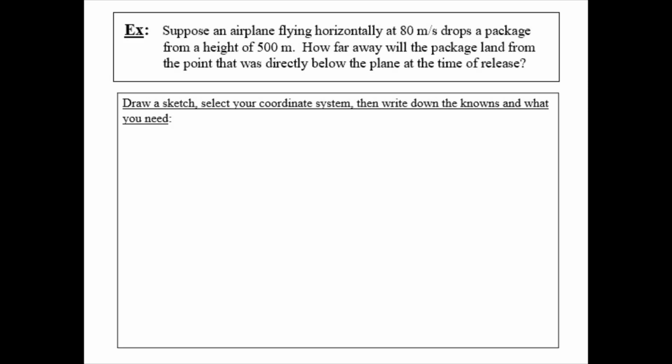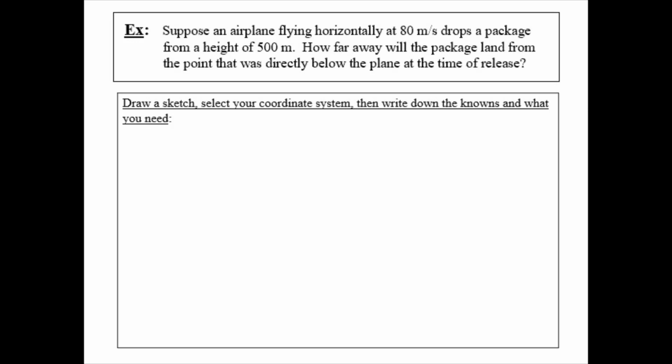Okay, now to wrap things up today, let's have you try one of these problems on your own and see how you're doing. Suppose an airplane flying horizontally at 80 meters per second drops a package from a height of 500 meters. How far away will the package land from the point that was directly below the plane at the time of release? Sometimes you have to reread questions a couple times to make sure you understand what they're describing. It's really important to get an accurate setup.